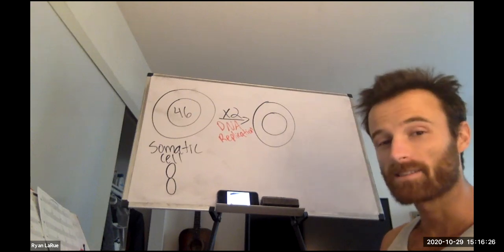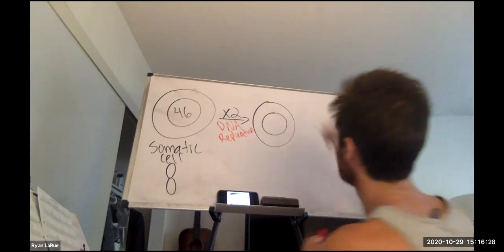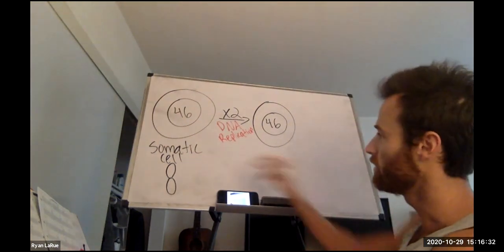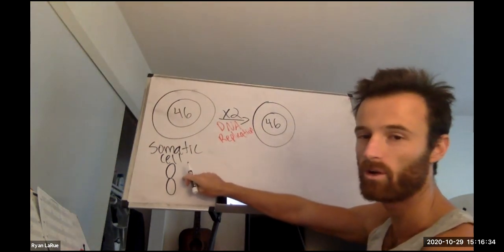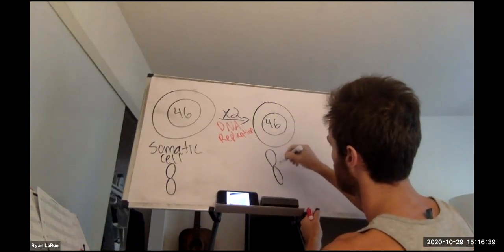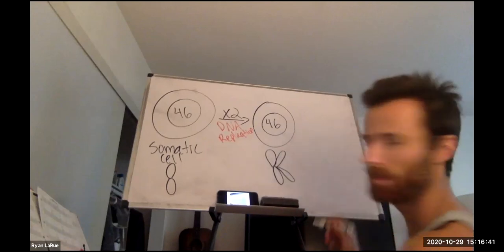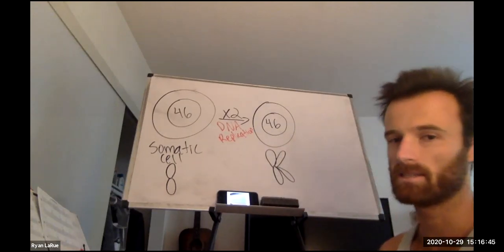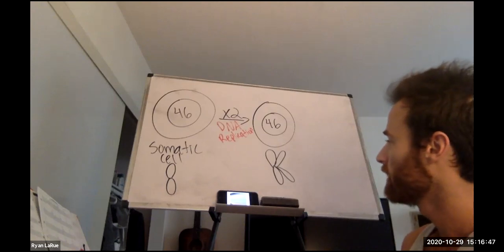It's 46. It's still 46 chromosomes, right? The only difference is that we're going from single-stranded to double-stranded. Is that ringing any bells? With those sister chromatids, those identical sister chromatids.